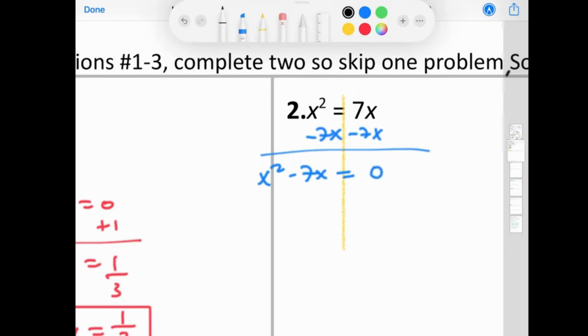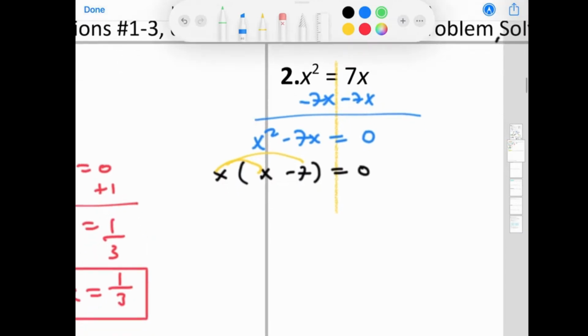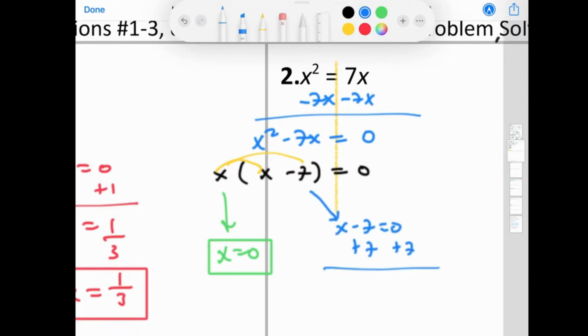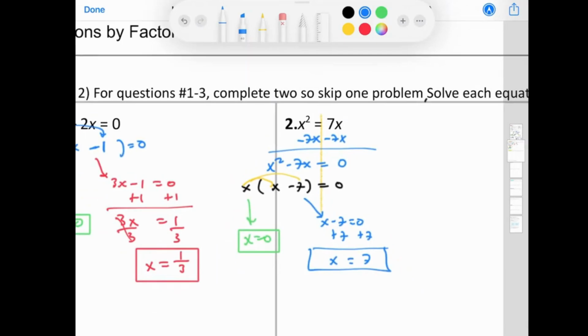Okay, so here I'm going to factor out, so they both have an x in common. So I'm going to have x times (x minus 7). Remember, you can always distribute to check your answer there. And then I'm just going to set both those equal to 0. x equals 0 is actually a solution, right? And this one, x equals 7 is my answer. Okay, those are my 2 solutions.